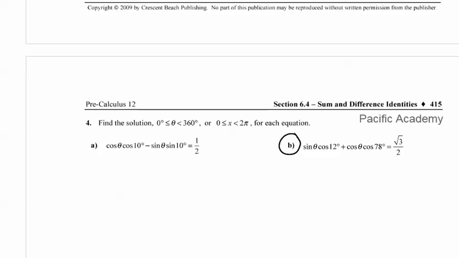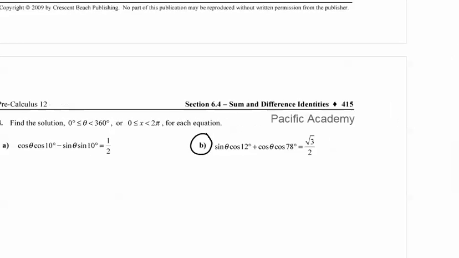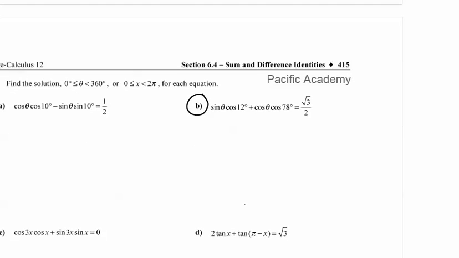Here's a tutorial to help you with your sum and difference of trig functions homework. So the first question was from number 4, part B, which is trying to find out what angle would give sine theta times cos 12 plus cos theta times cos 78 equals root 3 over 2.